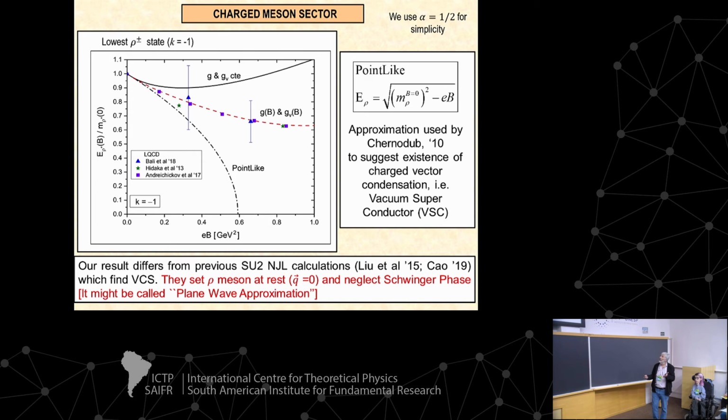So I want to stress here that previous results using the SU(2) Nambu-Jona-Lasinio model, like Liu and Kao, find vacuum vector condensation. And I think they do that because they set the rho meson at rest and neglect the Schwinger phase. And you cannot do that for a charged particle. A charged particle in a magnetic field cannot be set at rest, by definition. You can't do that, because a charged particle in a magnetic field does not have a well-defined momentum. The only momentum which is well-defined is the one along the third direction, along the magnetic field. But in the perpendicular plane, it does not have a well-defined momentum. Q perpendicular cannot be set to zero.